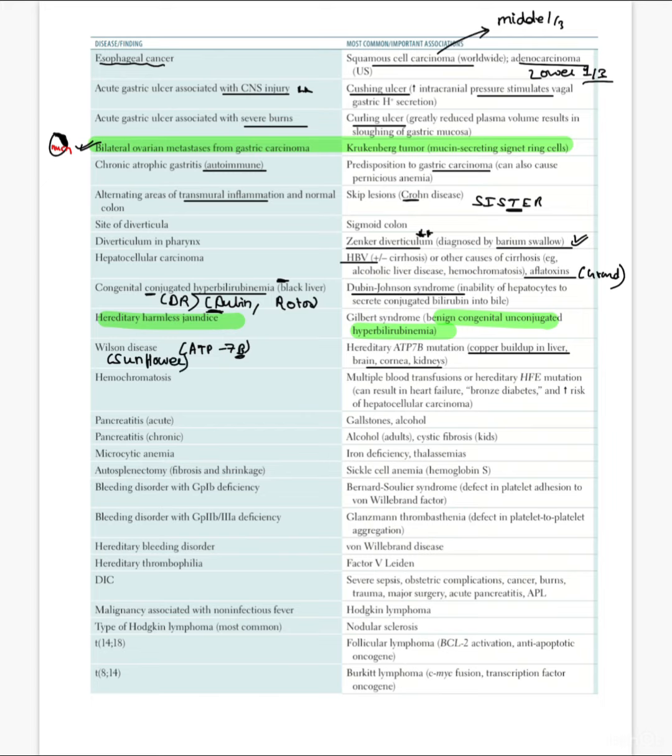Hemochromatosis, guys, due to multiple blood transfusion, as in cases of thalassemia. Here it is due to the HFE gene mutation, guys. Okay, that is present on chromosome number 6. It can cause bronze diabetes, guys.